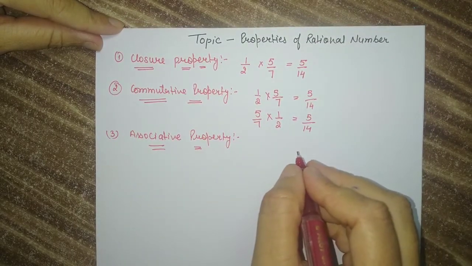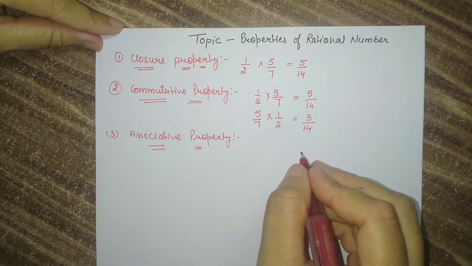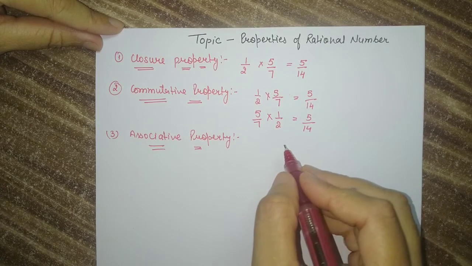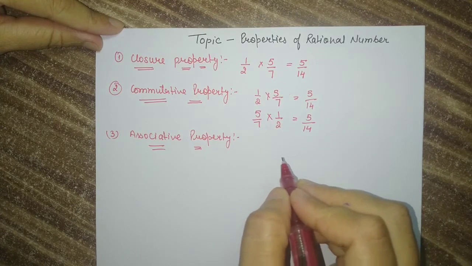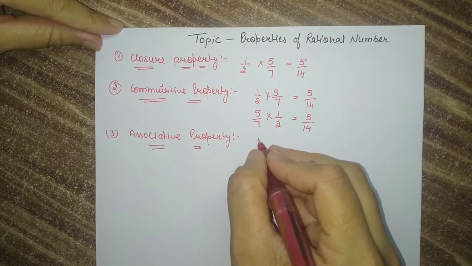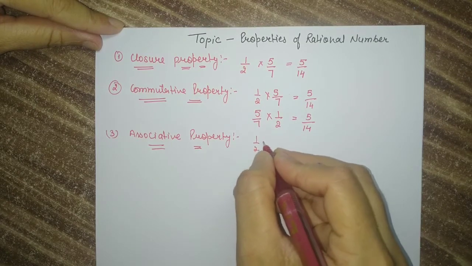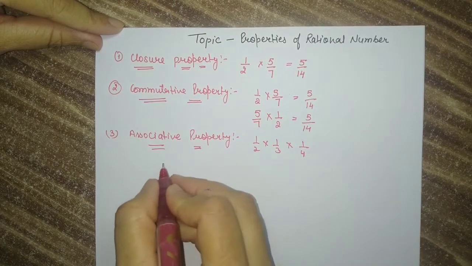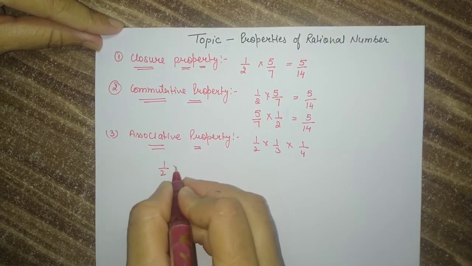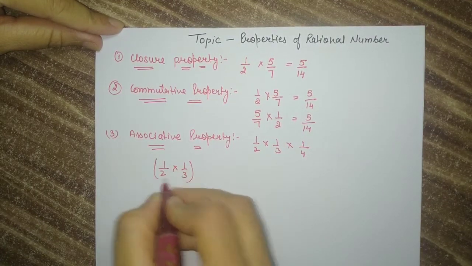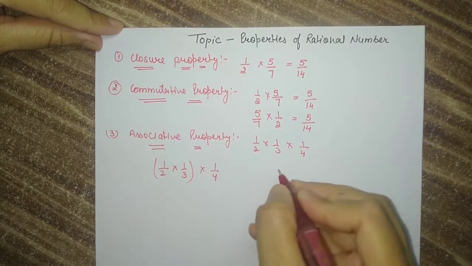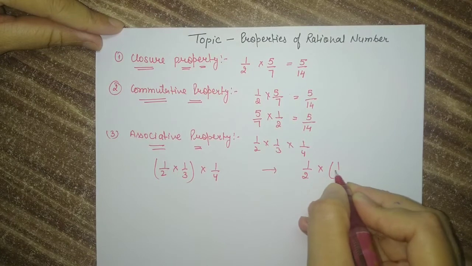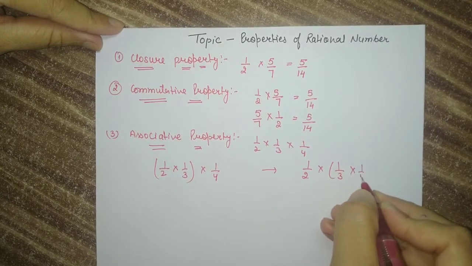According to the associative property, while multiplying three or more rational numbers, they can be grouped in any order. Okay, students? For example, we are multiplying three numbers: 1 by 2, 1 by 3 and 1 by 4. Now first I start the grouping this way: first I make the group of these two numbers, then the third number. Afterwards I change the group, then the group is 1 by 3 and 1 by 4.